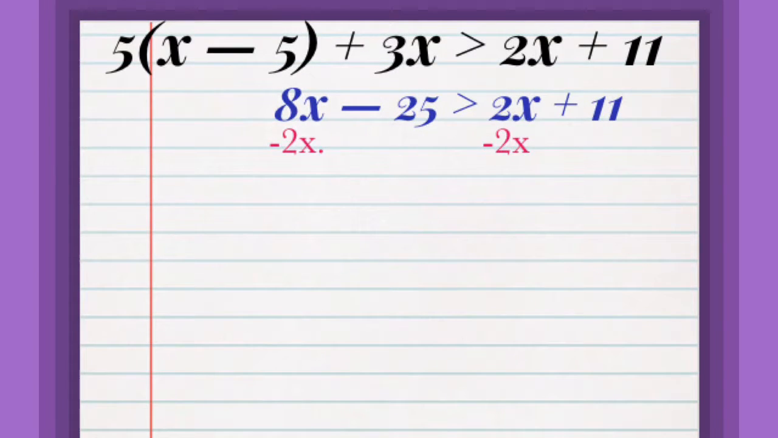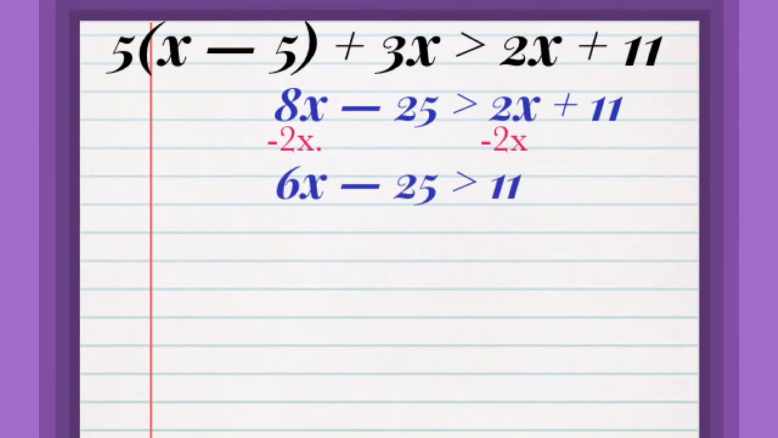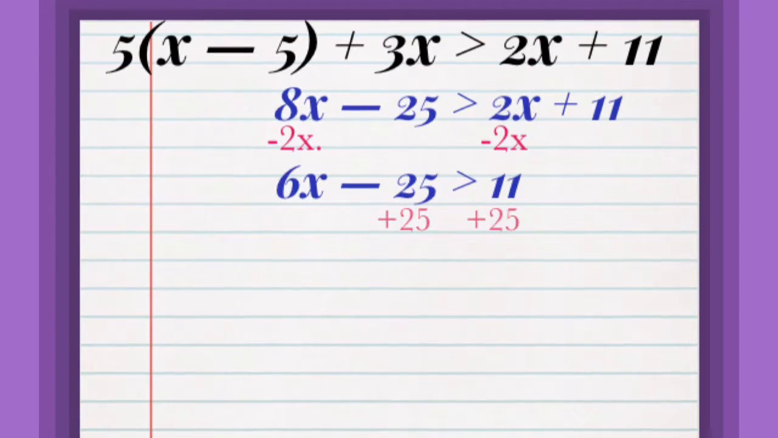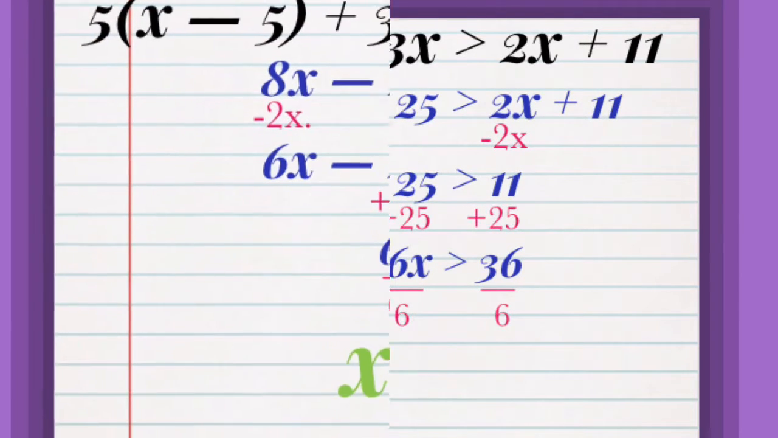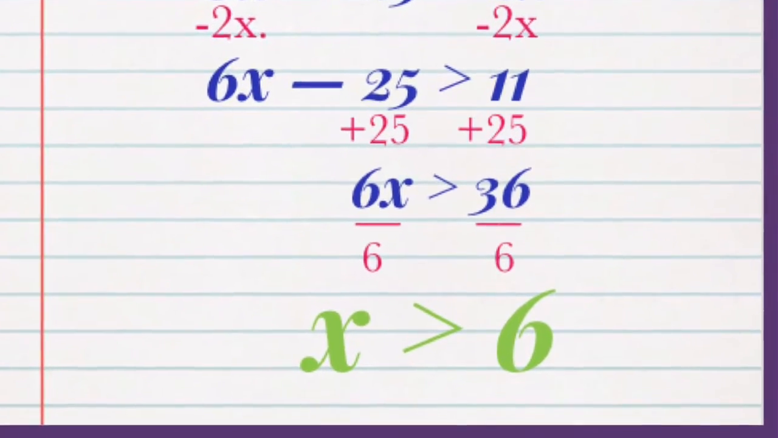Then, we can subtract 2x from both sides to move all variable terms to one side. Afterwards, we can add 25 to both sides to end up with 6x is greater than 36. Lastly, dividing both sides by 6 will give us our solution. X is greater than 6.